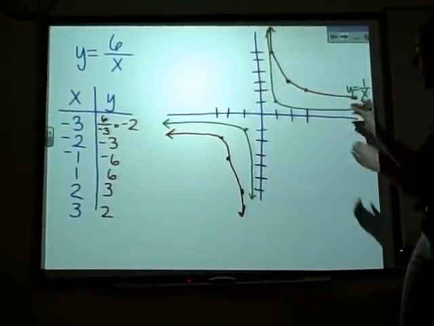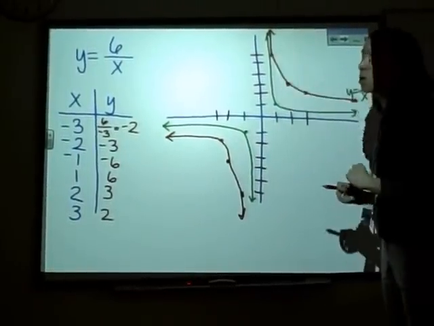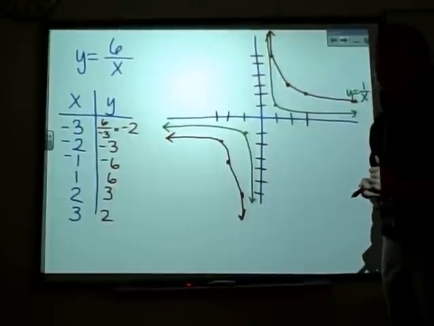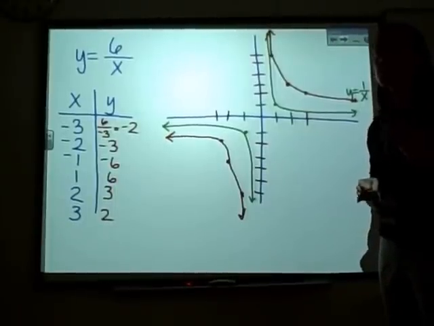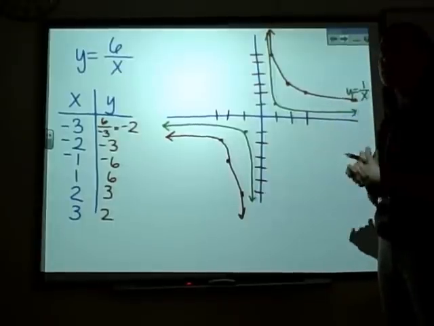You can see that it got more stretched out than your parent function. Okay, so when you have a different number in the top, a bigger number than 1, it's going to stretch your function out.